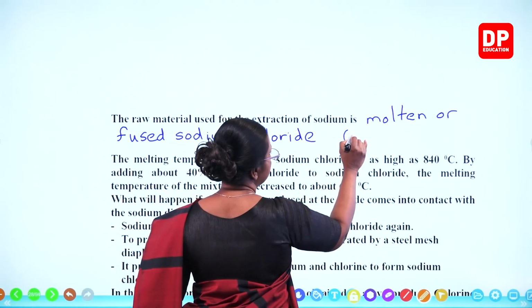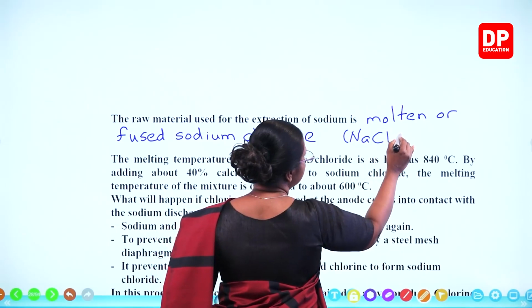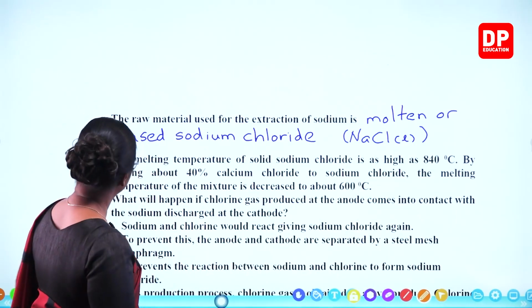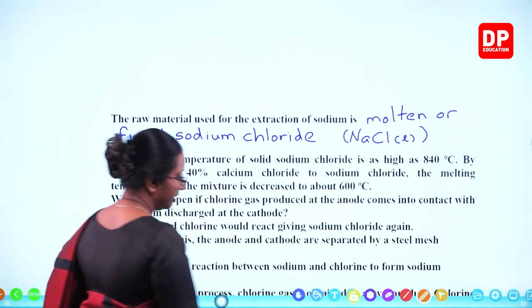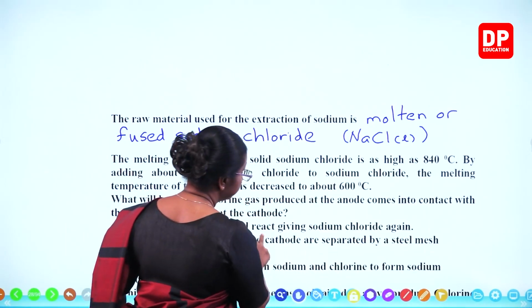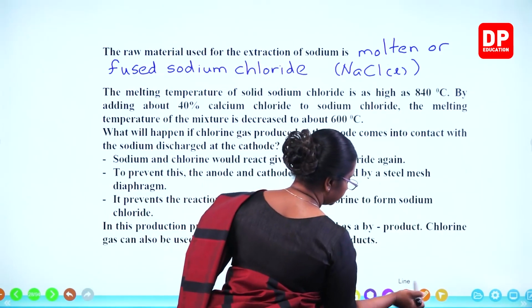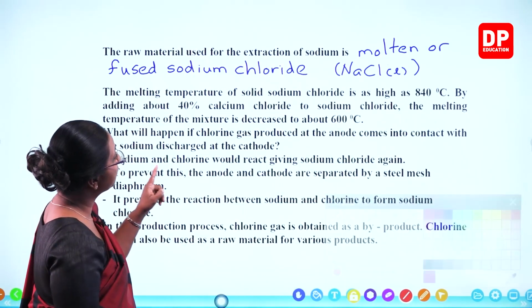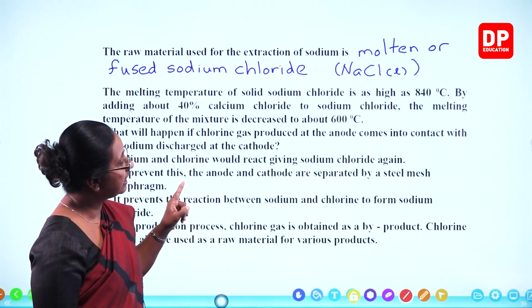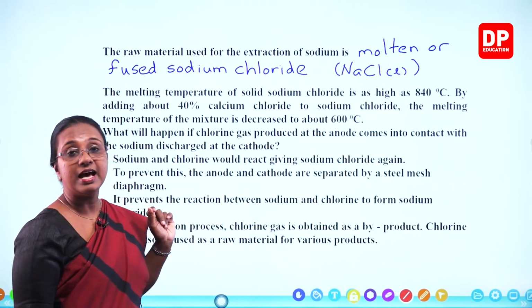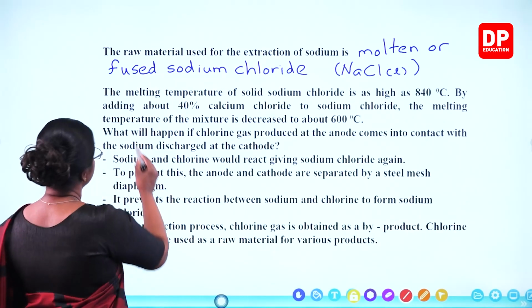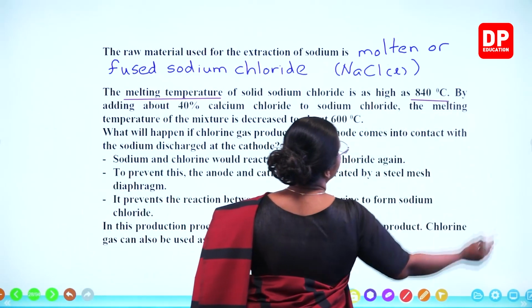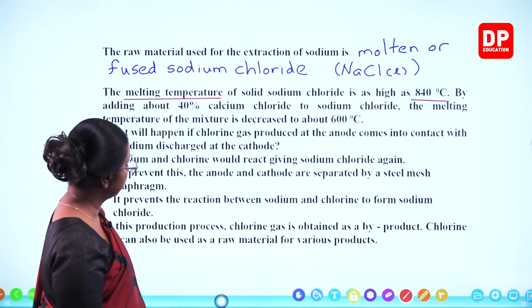That is NaCl liquid. So I explain this to you all. And then you can see here the melting temperature of solid sodium chloride is as high as 840 degrees Celsius. So the melting temperature is about 840 degrees Celsius.